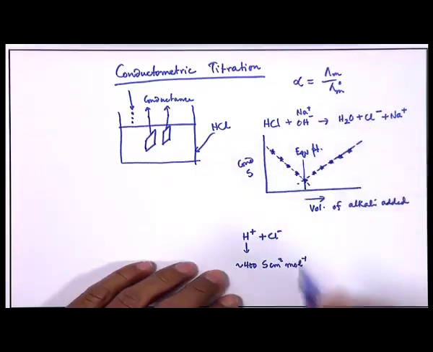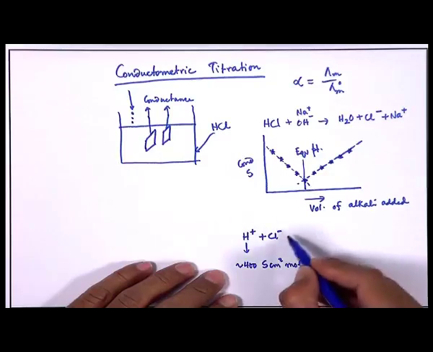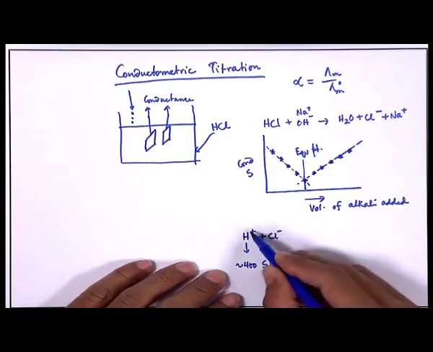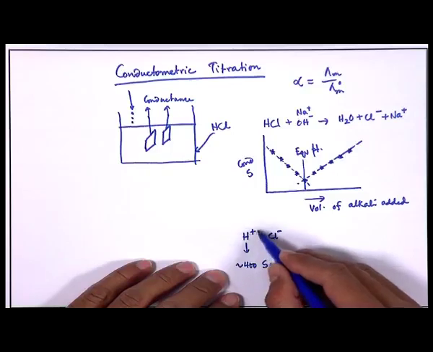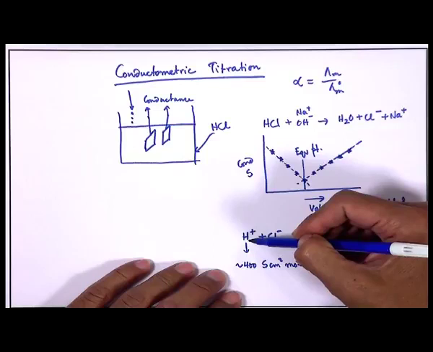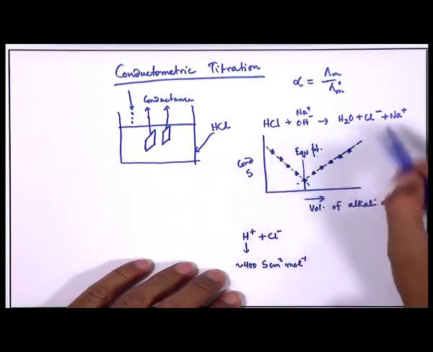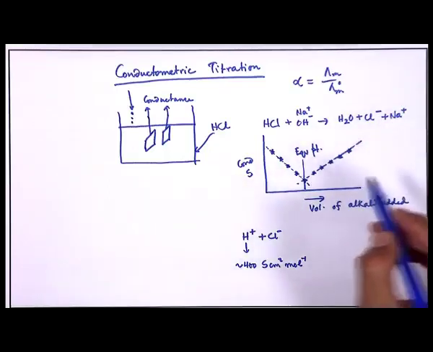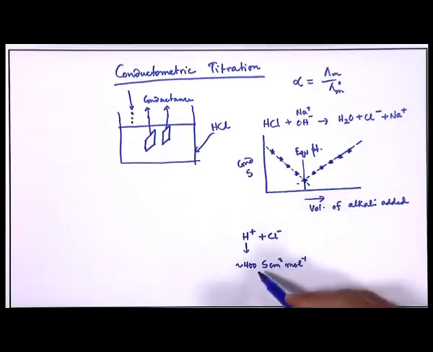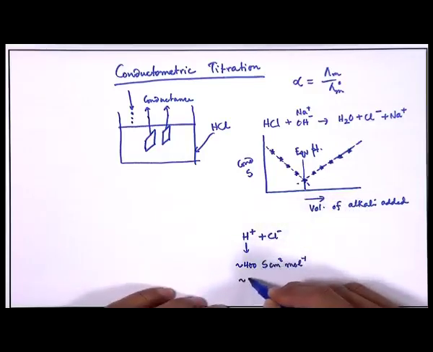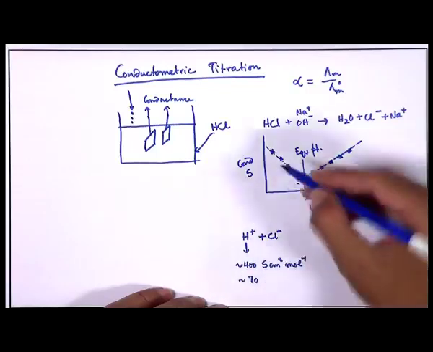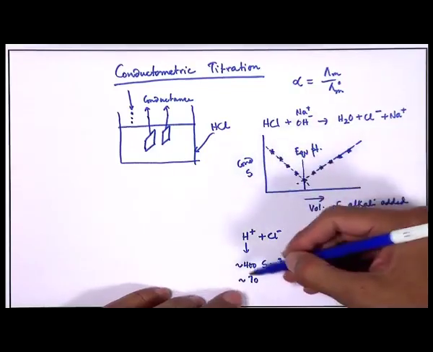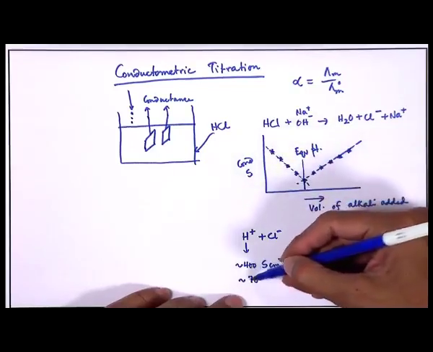Even for sodium it is much less. So, when you add OH minus from outside, these ions are removed, and this H plus is removed and replaced by less conducting sodium plus. So, therefore, what happens is that you are replacing 400 with something close to, say, for example, 70. So, there is a drop due to replacement of 400 with 70.